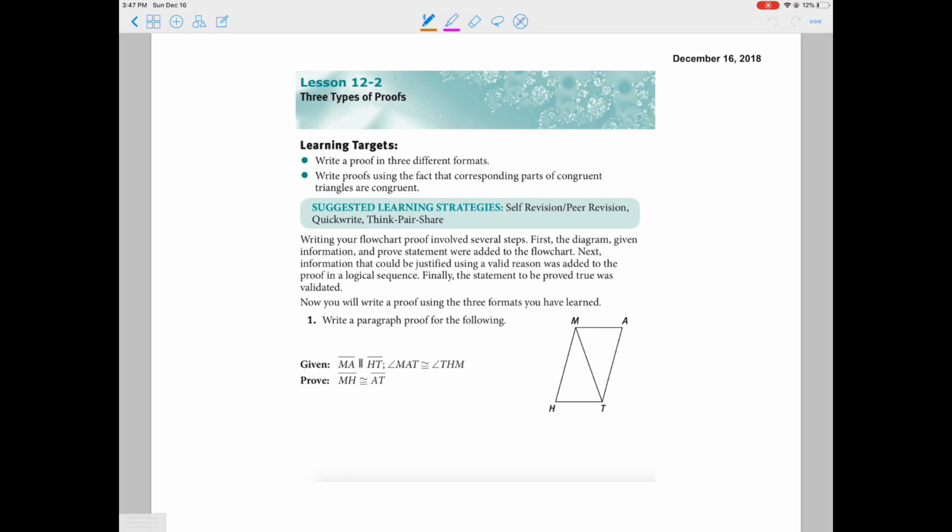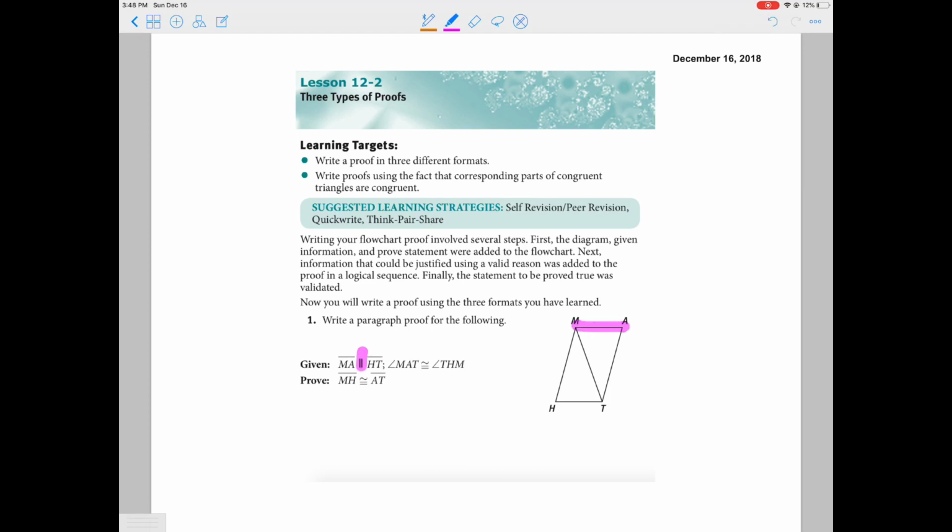There's nothing new in this section. It just kind of has us go in and practice more. So if we look at number 1, it's just asking us to write a paragraph proof for this. Again, in my opinion, a paragraph is a very daunting thing to write if you don't have a two-column or a flowchart proof already made. You could do it first if that's just what comes naturally to you. You should still be marking up your diagram first.